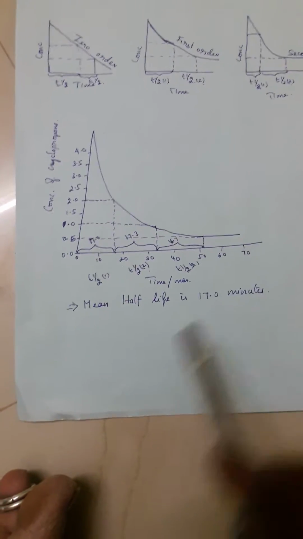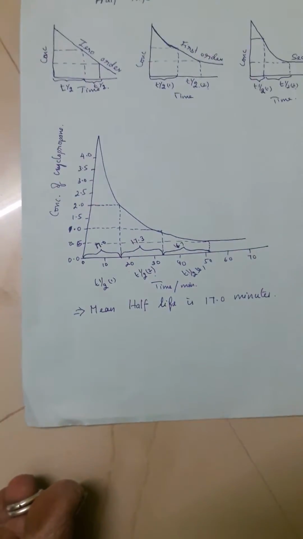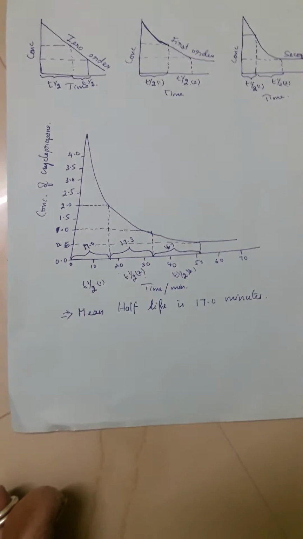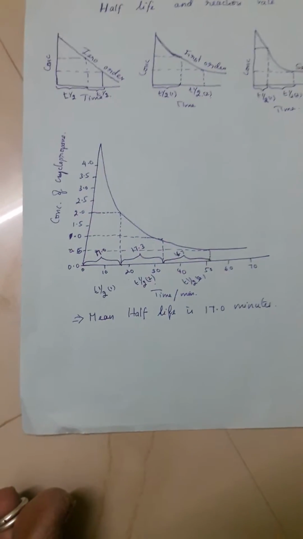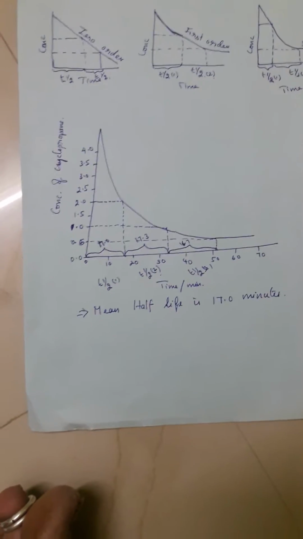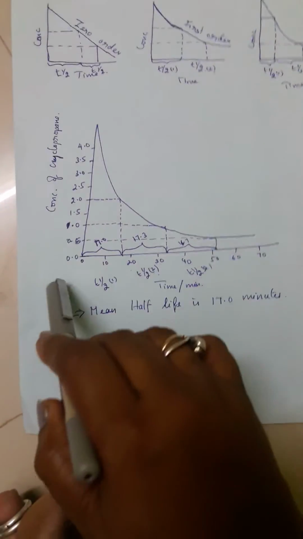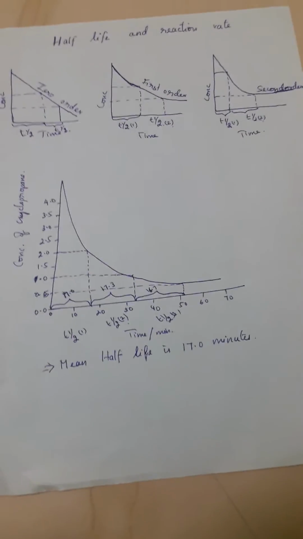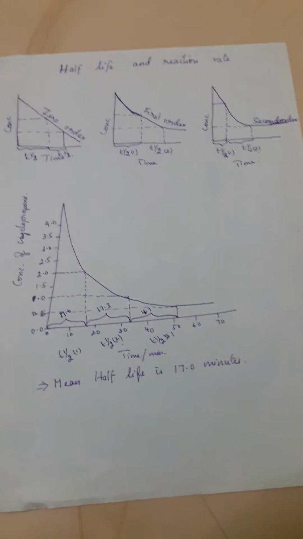So the reaction is first order. This shows the reaction is first order. Why? Because the successive half-lives are more or less constant. So nearly it is 17 only. In a first order reaction like this, the half-life is independent of the original concentration of the reactant. Clear? This is how we are calculating the order of a reaction by using the half-lives.